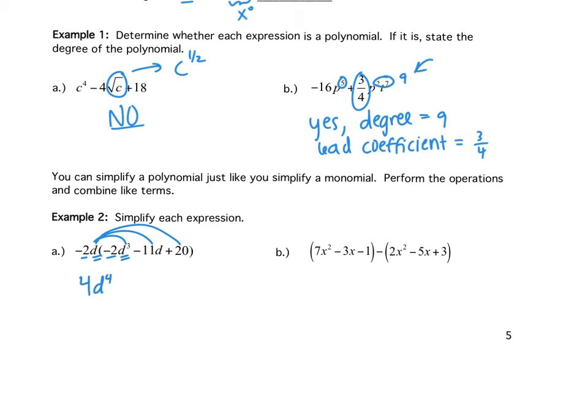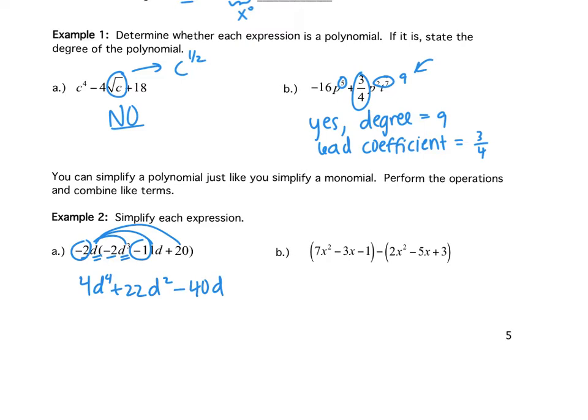So remember from our previous notes, we would add those exponents. Then we have negative 2 and negative 11 is positive 22. D and d is d squared. Negative 2 times 20 is negative 40d. And that's the final answer. Don't do more than that. You're done.